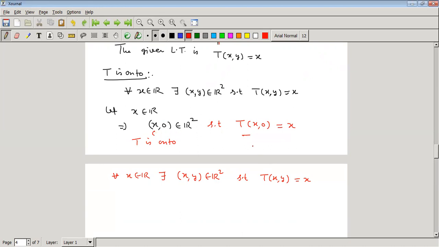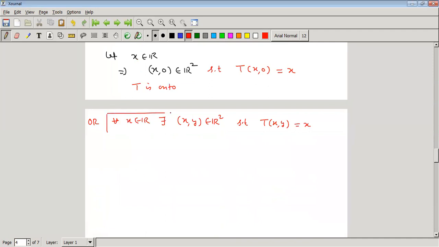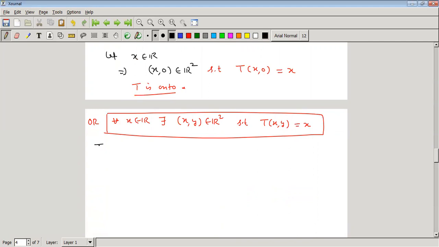So this is the general case. Here we take y equal to 0, but we can also go with this part. You can do this in this way. So this is the general part. You can take any y. So T is onto. So the first part is done. Now what is the second part? What do we have to do? T is not 1-1.